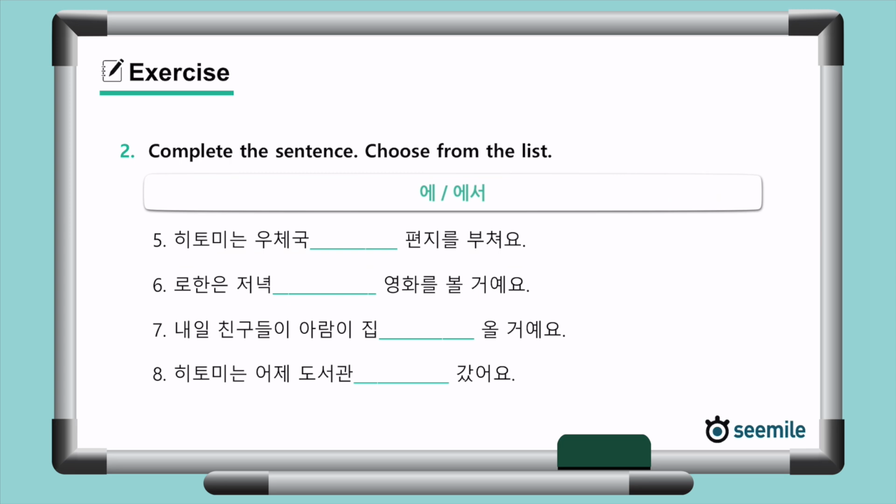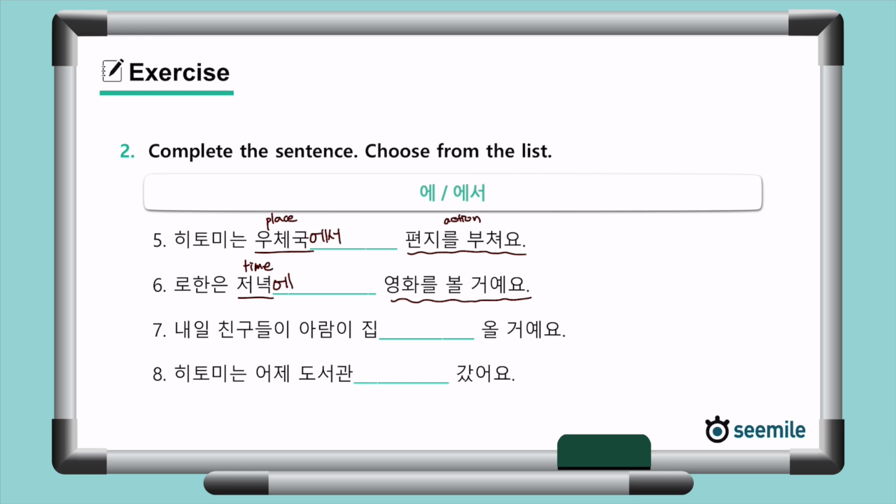Number 5. 히토미는 우체국 편지를 붙여요. What does 우체국 have to do with 편지를 붙이다? The post office is the place where Hitomi mails out her letter, so it's correct to use the particle 에서 after 우체국. 히토미는 우체국에서 편지를 붙여요. Number 6. 로하는 저녁, 영화를 볼 거예요. 저녁 is the time when 로한 will watch a movie, so 에 should be used. 로하는 저녁에 영화를 볼 거예요.